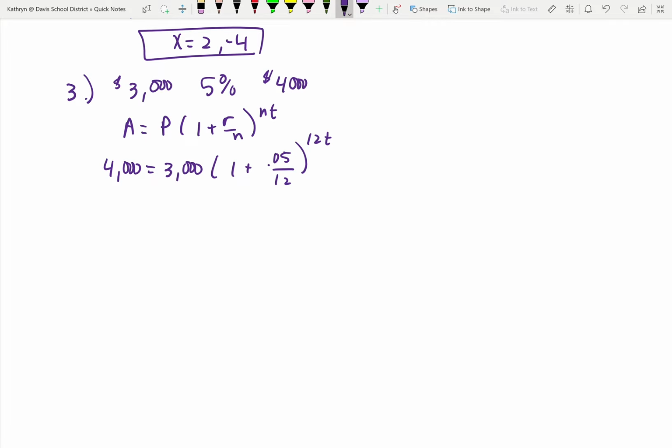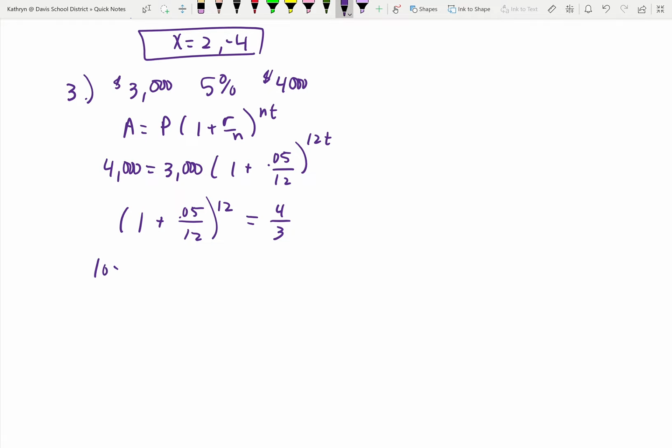Now, I know that I'm going to have to convert this because my t is stuck in the exponent, but I'm not ready yet. First, I need to get rid of the 3,000. I'm also going to put 1 plus 0.05 divided by 12 in my calculator. It does not give me a nice number. So I'm just going to leave it as this bad expression right there, and I can just deal with it. And then 4 divided by 3 is also going to be messy because it's not a nice decimal. So I'm just going to leave it as 4/3.